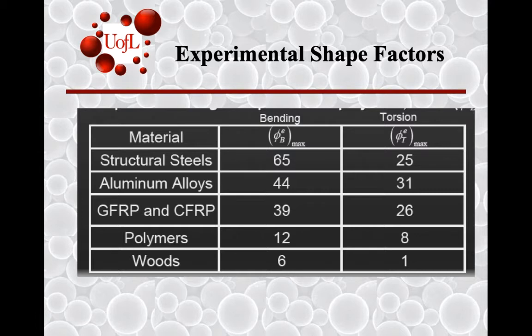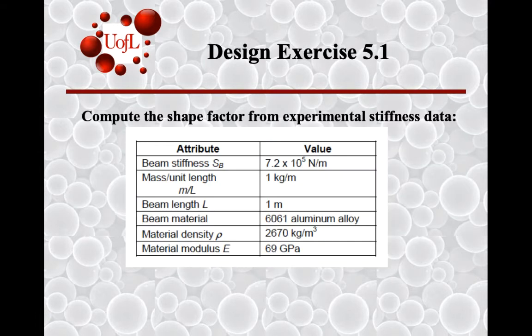And let's move forward with some experimental stiffness data. You are given the beam stiffness, you're given a mass per unit length, given the length of the beam, right? Given some beam material, you're given some material density and the modulus, in this case pertaining to the 6061 aluminum alloy.